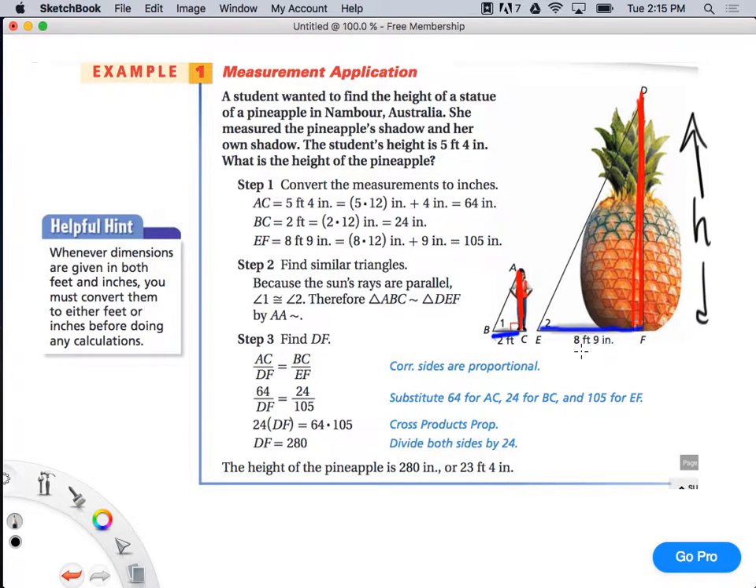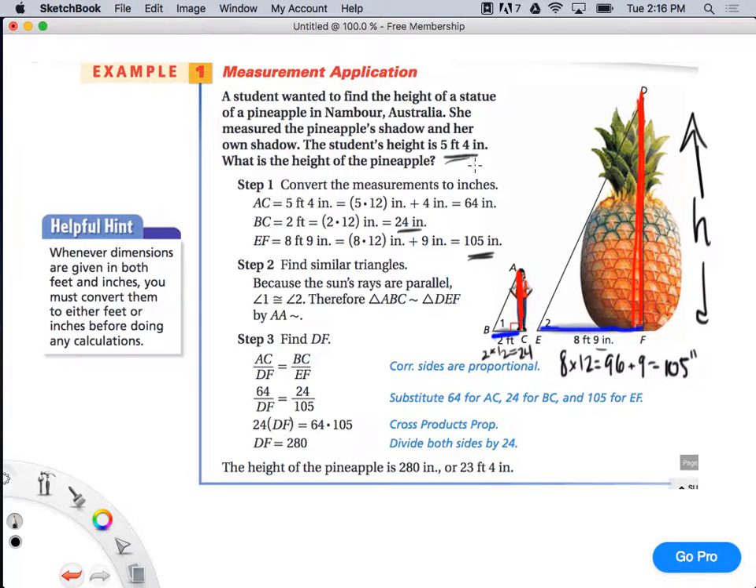Instead of 8 feet, I do 8 times 12 to figure out how many inches that is, and I get 96. But then I have to add the 9 inches here, so 96 inches plus 9 inches is 105 inches, and that's exactly what they get here. 2 feet, how many inches is 2 feet? Class? 24. 2 times 12 is 24. So that's exactly what they get here.